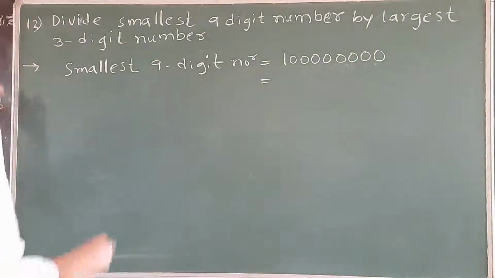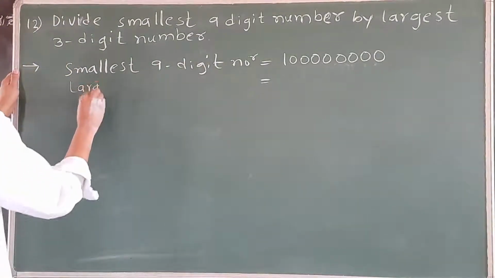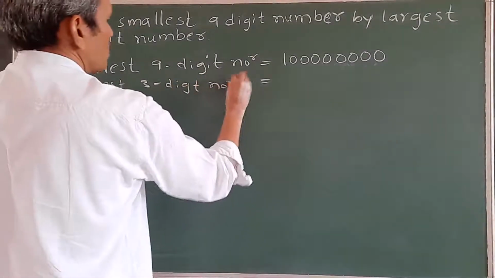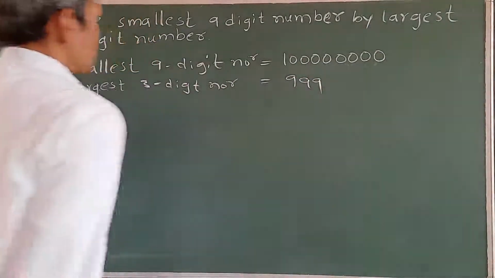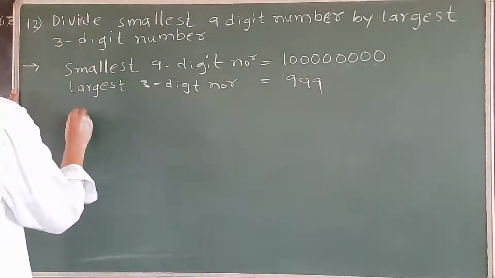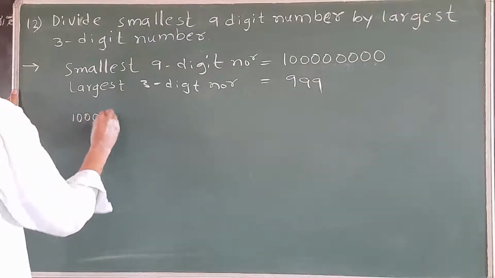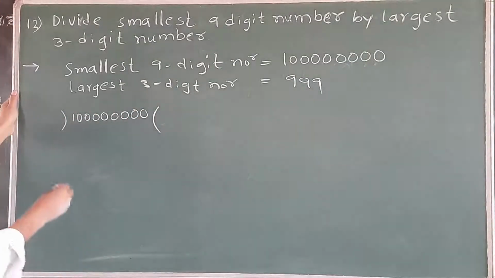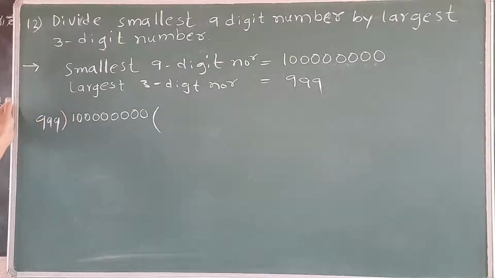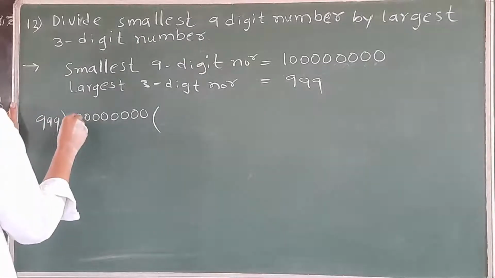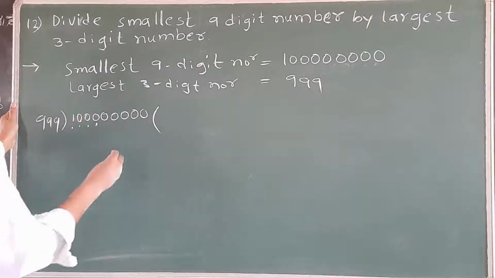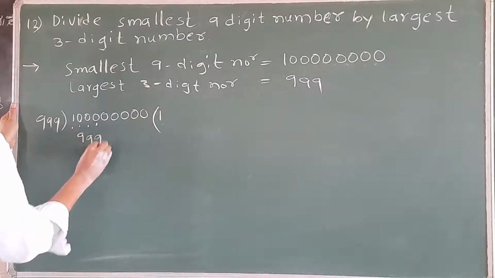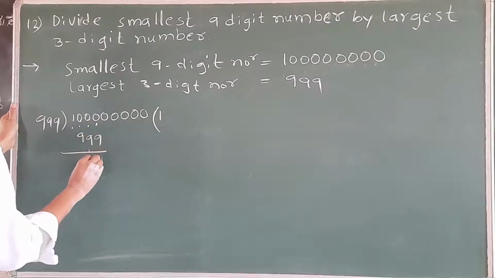Now the largest 3-digit number is 999. Now we will divide 1 and 8 zeros by 999. See what we will get. 10 is not there, 100 is not there, 1000 is there. Less than that one is 1. We will get here 1.